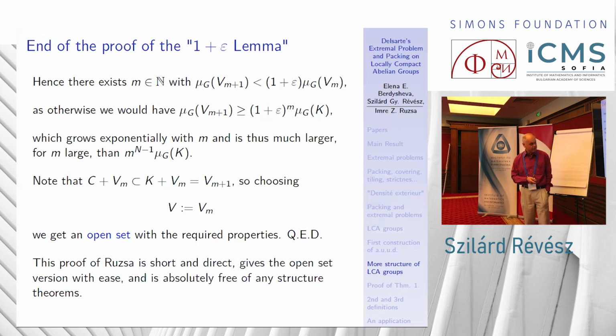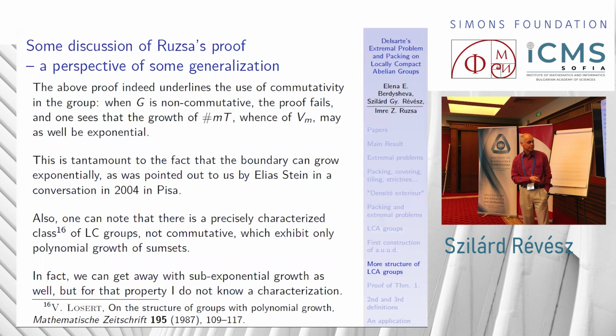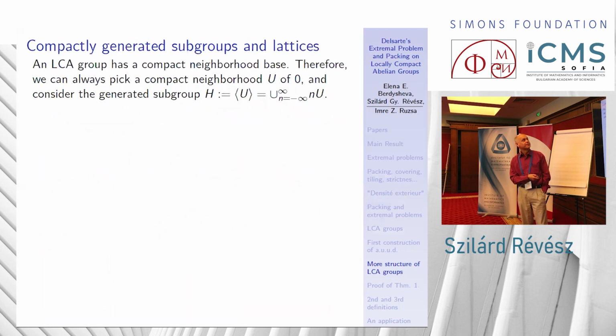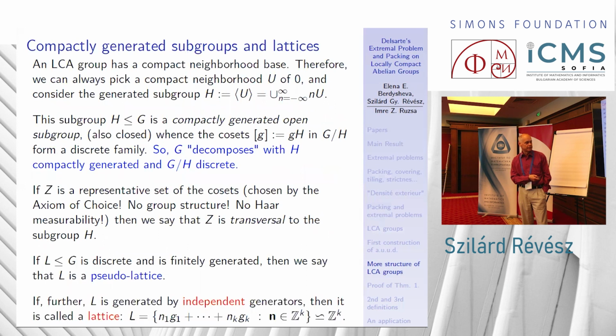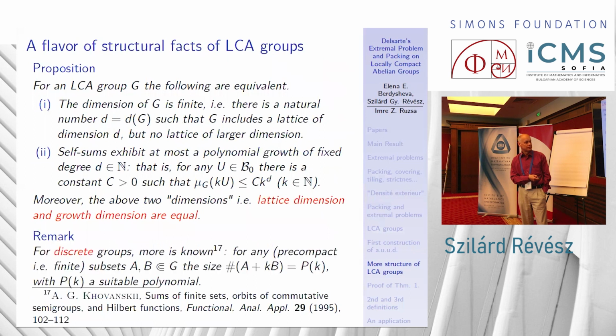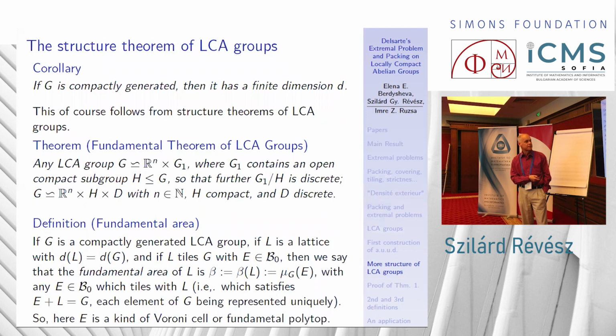Okay, so maybe I just mention that this also reveals that there is a big room for generalizing the notion, because you can get away with sub-exponential growth of the Vm. So if in a group you know something like, say, Lie groups or nilpotent groups, then there is a chance that you can extend the notion of this density. And these lattices things I don't go into detail. I also tell what the structure theorem is.